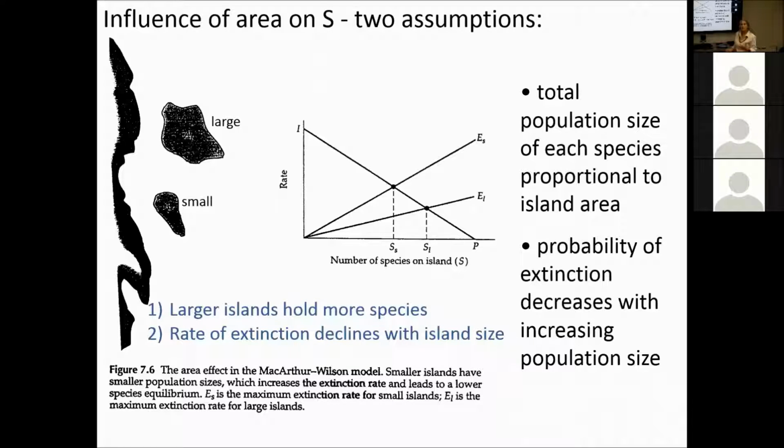And so when you think about varying the model a little bit, there are a couple of really important assumptions about the model. And that is that the number of individuals that you have on an island, regardless of what species you have, is proportional to the size of the island. So as you get bigger islands, you'll have more individuals of any given species on the island. And that the probability of extinction decreases with increasing population size.